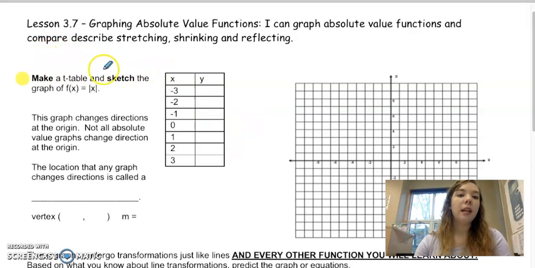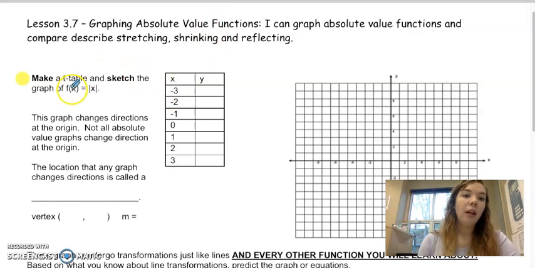So this says make a t-table and sketch the graph of f of x equals the absolute value of x. So if I'm plugging in these values into our absolute value, the absolute value of -3 is 3. I have 2, 1, 0, 1, 2, 3. Okay, really it's the distance between that number and 0, which really just removes the negative sign. They'll all be positive values because distance is positive.